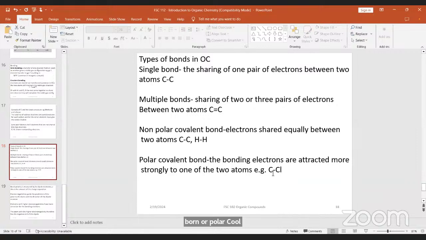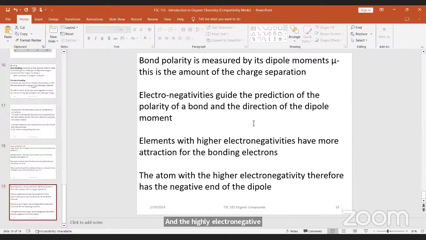Polar in the sense that there's now a charge separation between the carbon and the highly electronegative atom. It is also present in organic compounds, and it has implications for the compound because where you have this sort of polar covalent bonding, it affects the melting point and boiling point of the compound. Okay?